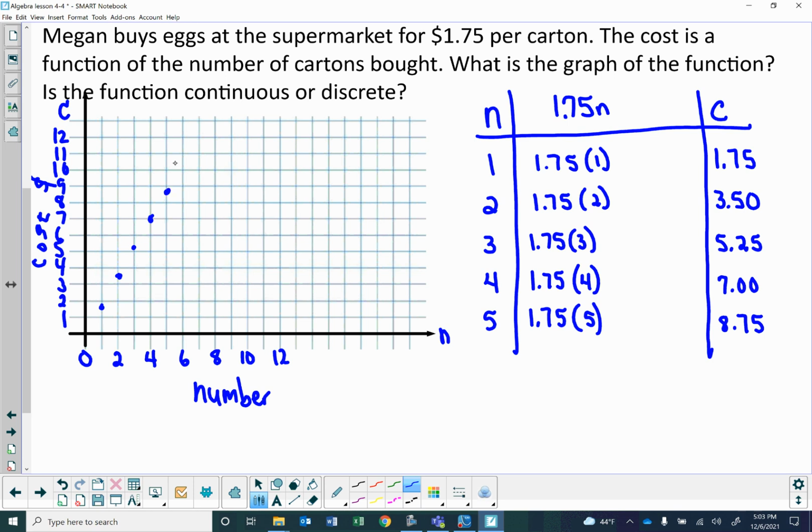I do not draw a line for this data because it's definitely discrete data. I can't buy part of a carton. We talked about that. If you go into the grocery store and you want 3 eggs out of the carton, they're going to look at you funny, and you don't want that. So this is a discrete graph, as you can't buy part of a carton.